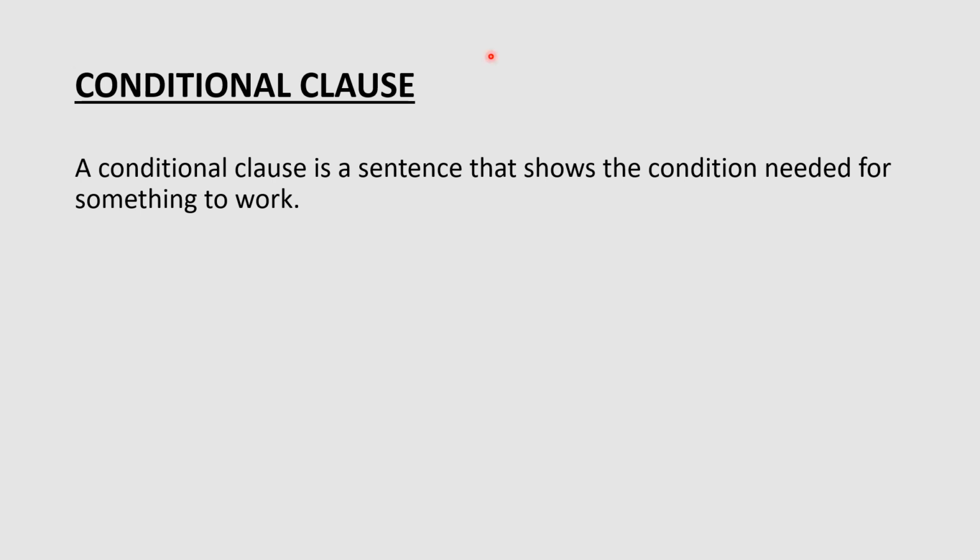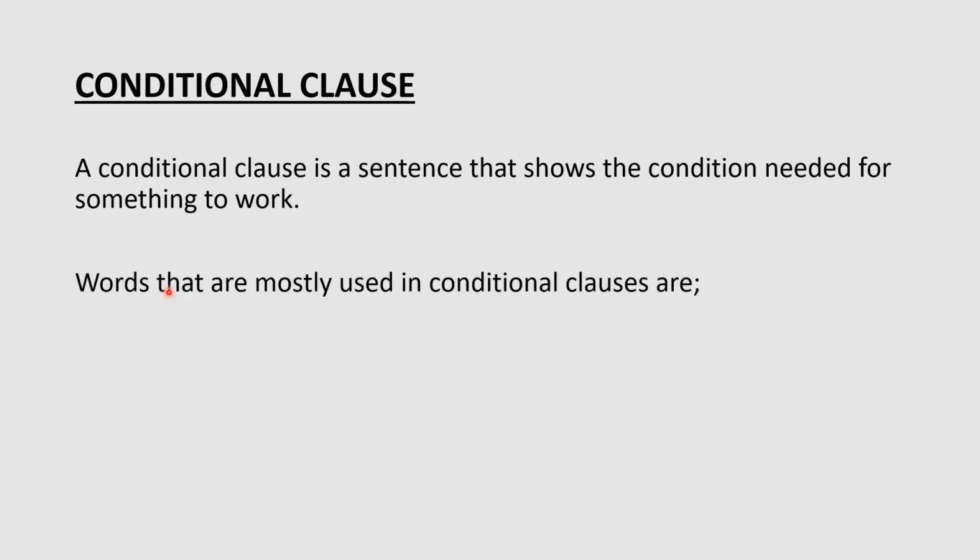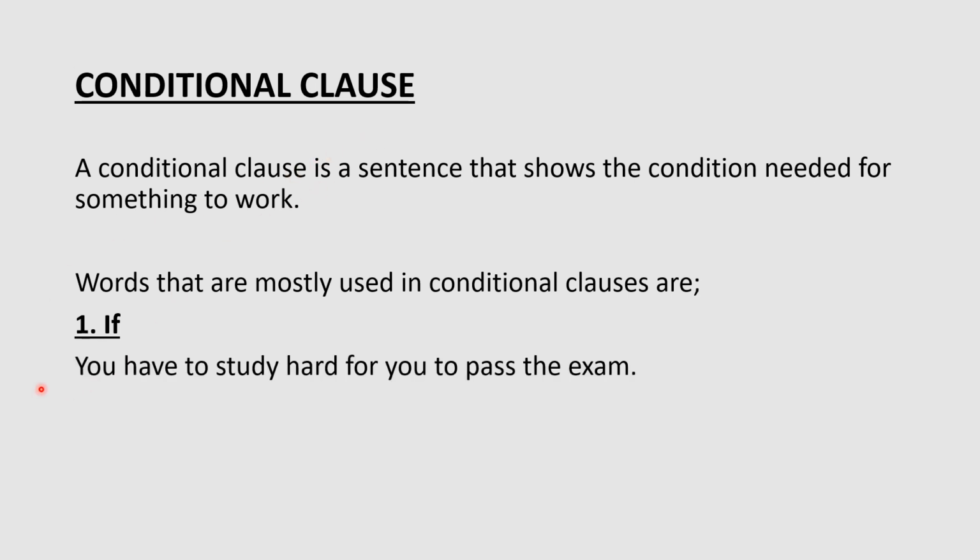A conditional clause is a sentence that shows the condition needed for something to work. Okay. So this conditional clause will have two parts. The first part is a condition, and the second part is what's going to happen if that condition is met. Okay. So words that are most used in conditional clauses are, the first one is if. Okay, for you to understand a conditional clause even better, let's take a look at this sentence.